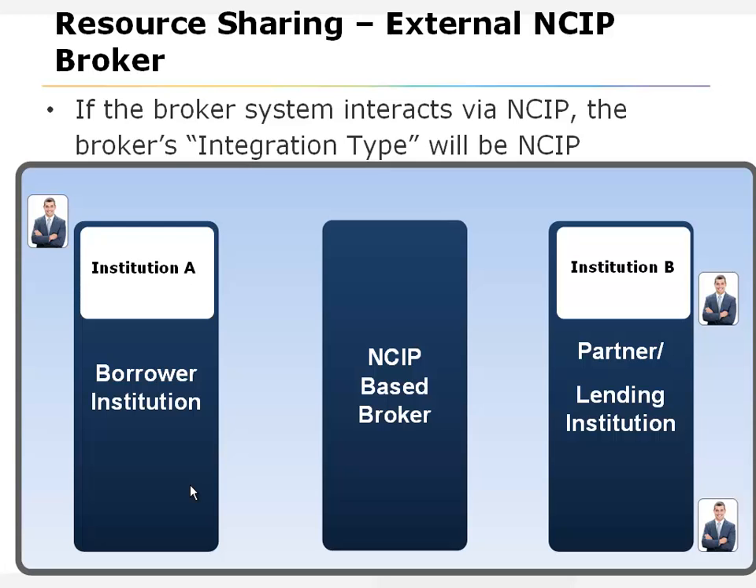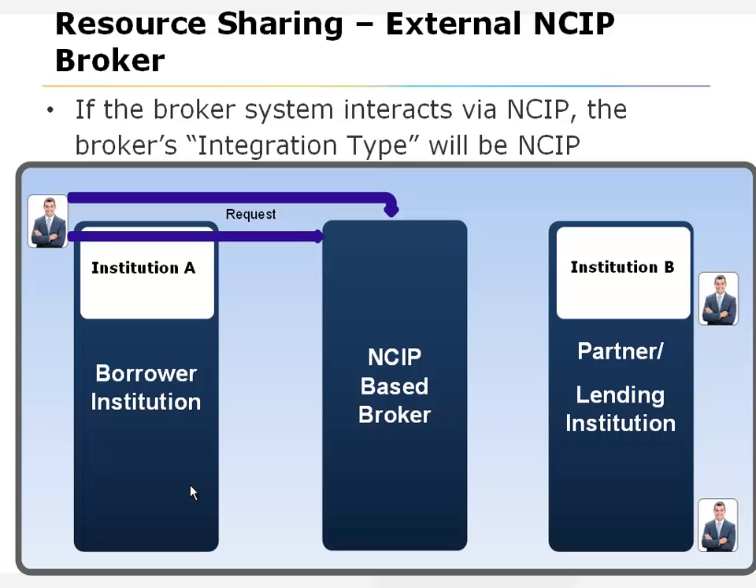So both of these institutions may share the same broker system. They may actually be using the same broker system. They may be using different broker systems. It doesn't make any difference in terms of how Alma communicates with this broker. So for the sake of simplicity, let's assume a single system, and that's going to be the common use case that is used by both institution A and B, borrower and lender.